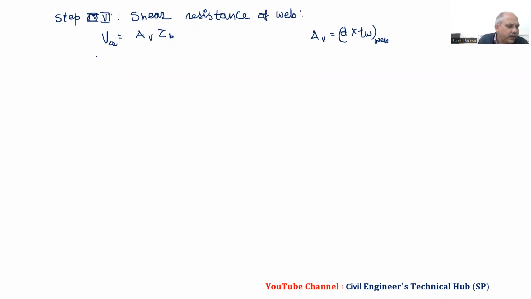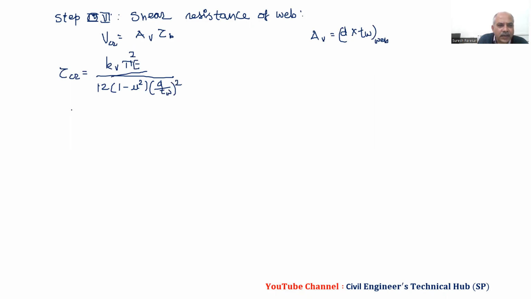Now tau B depends upon your tau CR, lambda W, and likewise. So we will go one by one. You can go to IS. So we have tau CR is equal to KV pi square E upon 12 in bracket 1 minus mu square. I have made a mistake in some cases. It is considered as 1 minus mu whole square into d by tw whole square.